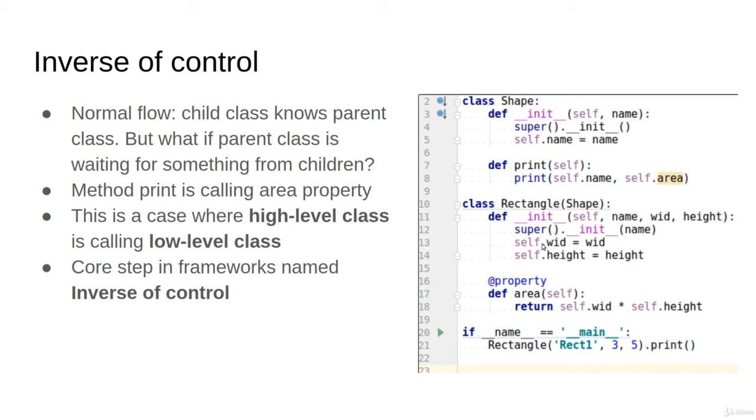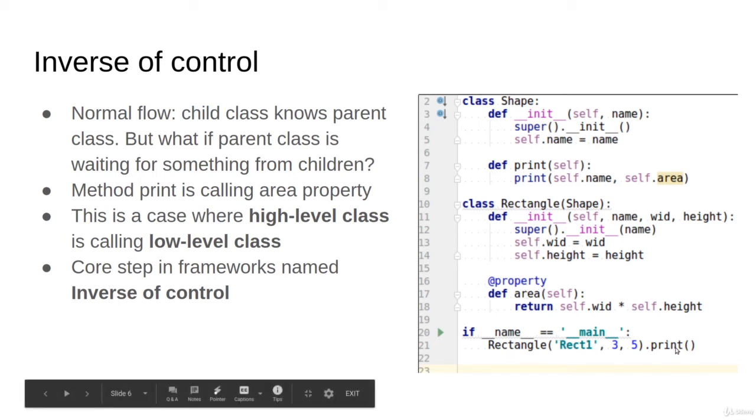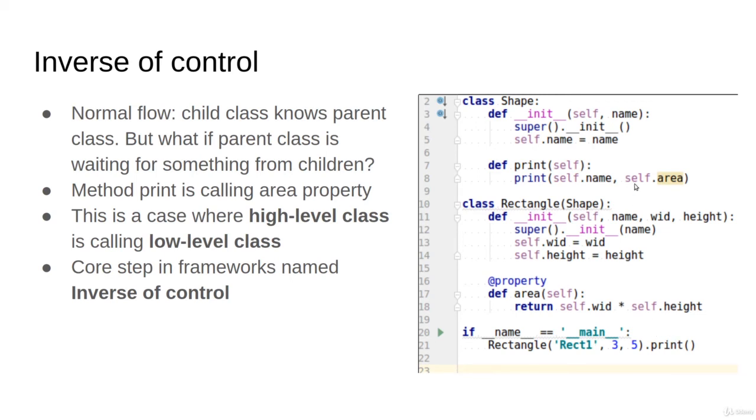But observe the following. The Rectangle class here has an area method, so an area property. So when we actually create an object and call print, remember that this self is referring to the rectangle. So area here will actually refer to this one. So everything is okay. I hope you at this moment, from what we learned, can understand how this code is already working.